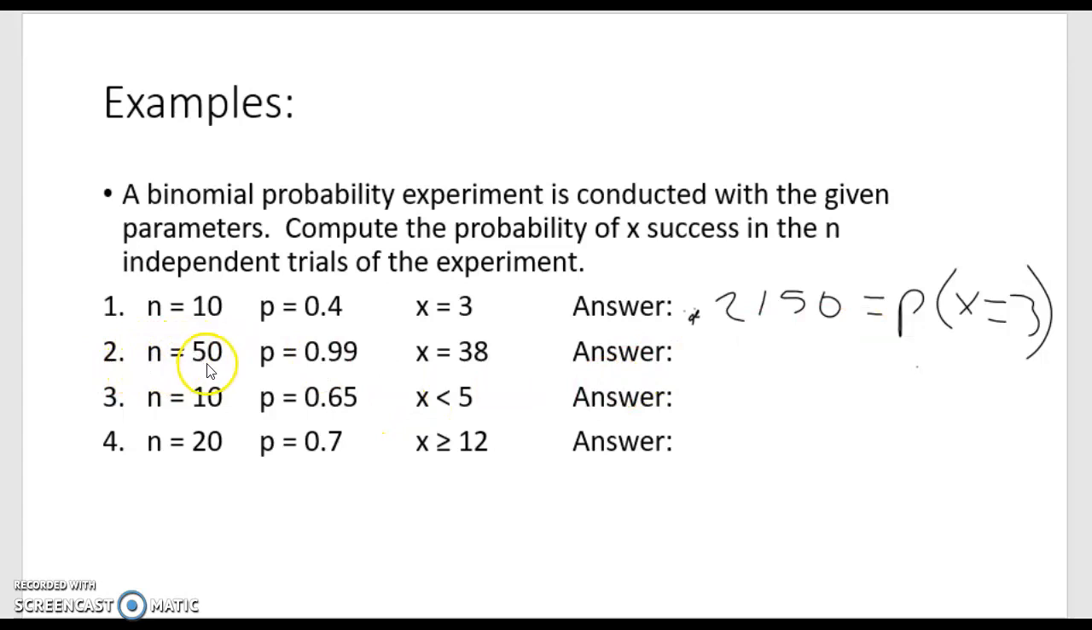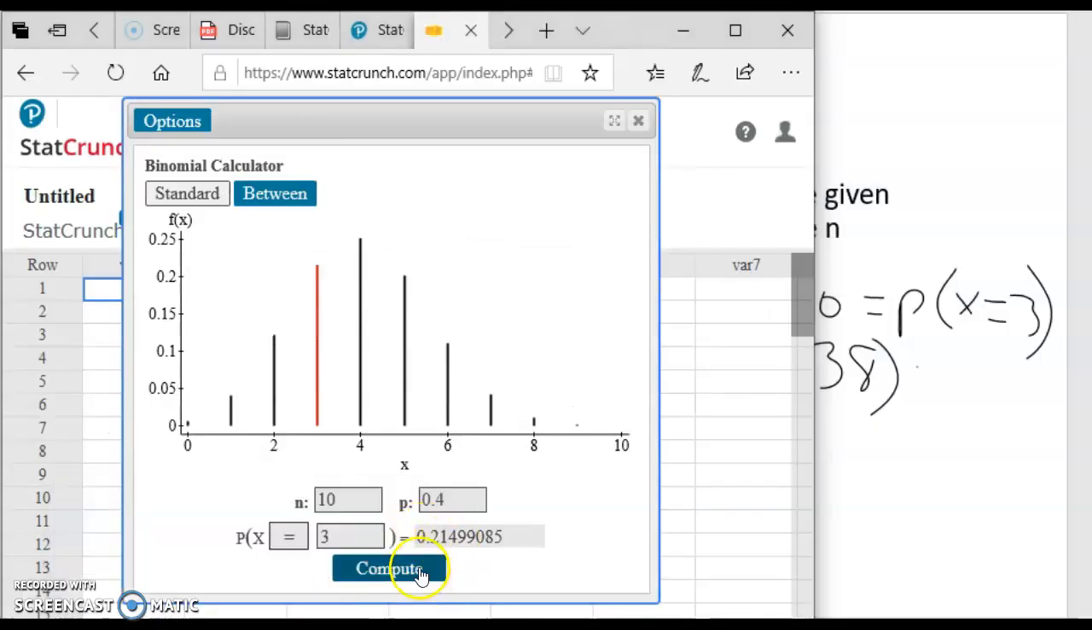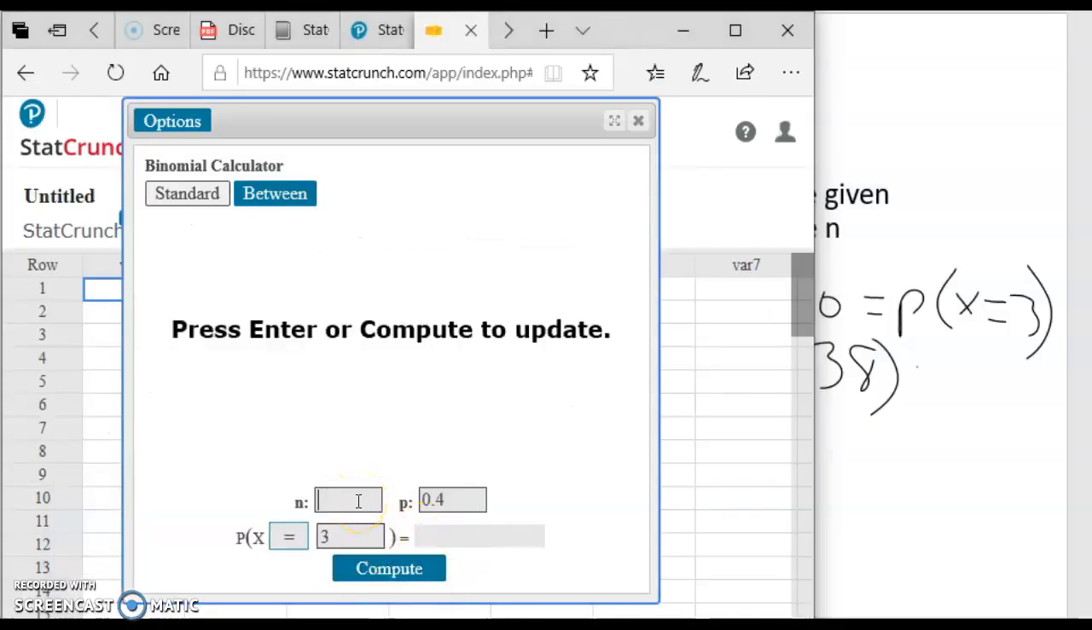Let's look at number 2. So N is 50. Our number of trials has changed. The probability of success is higher, and we're looking for exactly 38 successes in this case. So we're looking for P of X equals 38. Going to StatCrunch, N is 50, our probability of success is 0.99, and we want exactly 38.